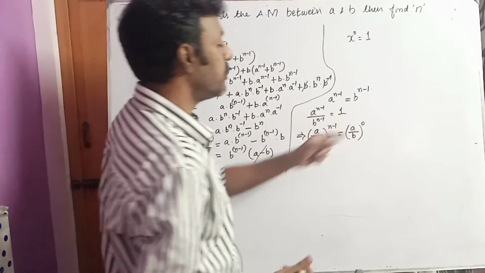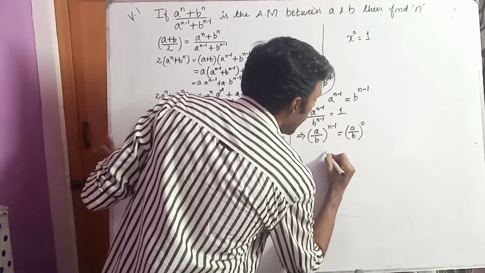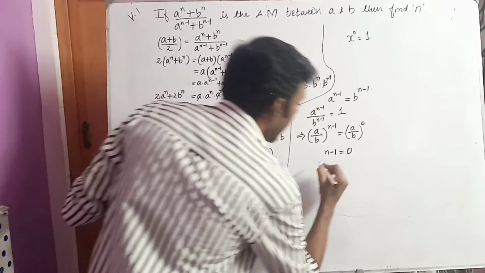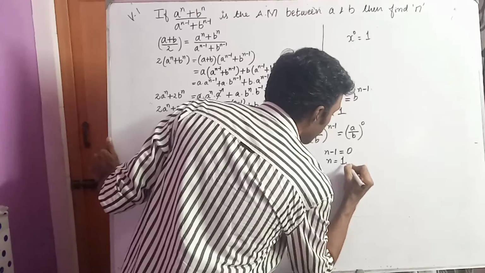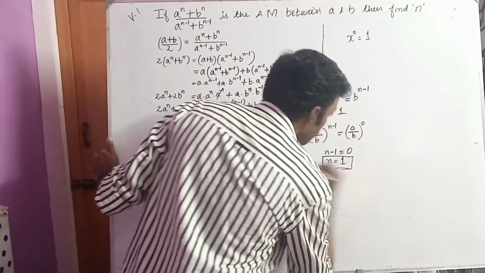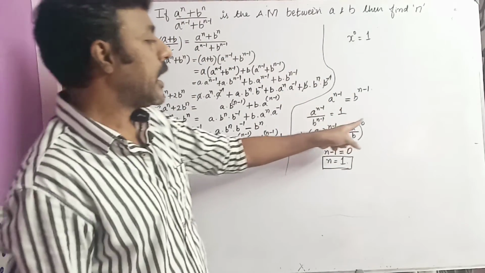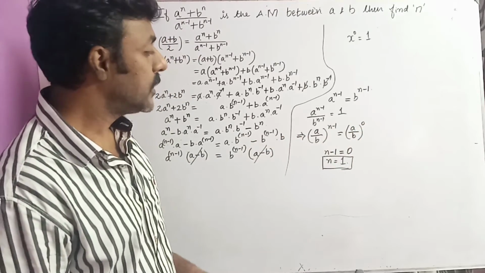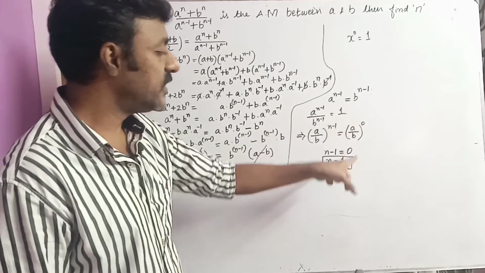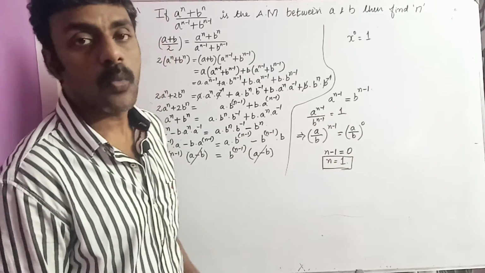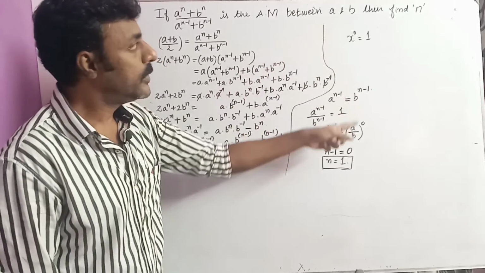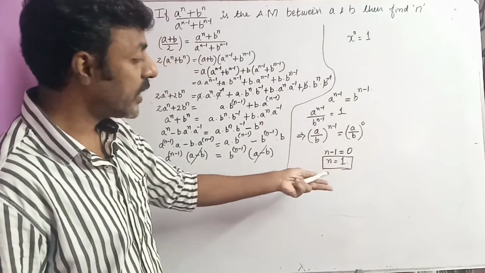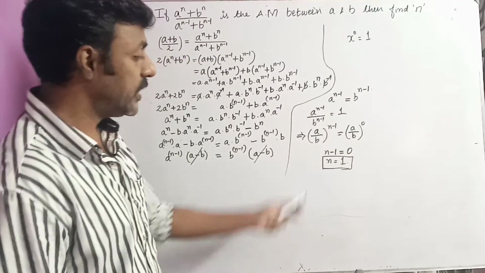If the power is different, what I can do is equate it. n minus 1 is equal to 0, so n will be equal to 1. I am equating the powers because a by b is common here. When I equate the powers, n minus 1 is equal to 0. Therefore, n is equal to 1. So this is how the problem needs to be worked out. They are asking us finally to find the value of n, so we have found the value of n. n is equal to 1.